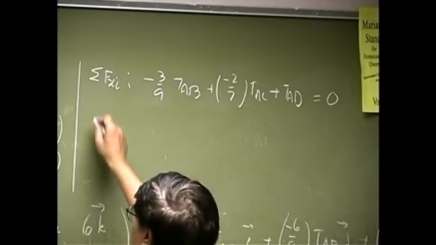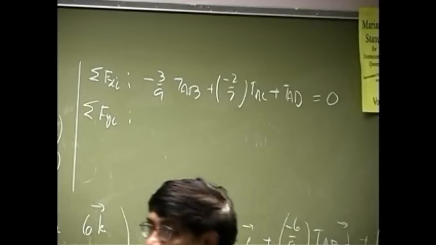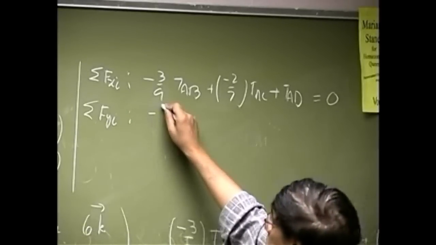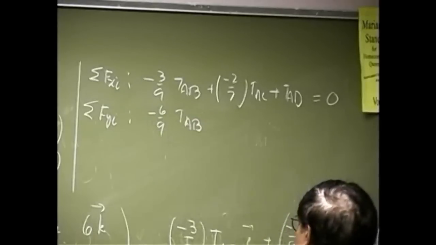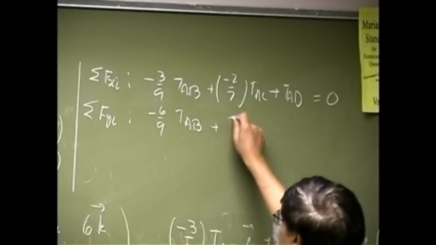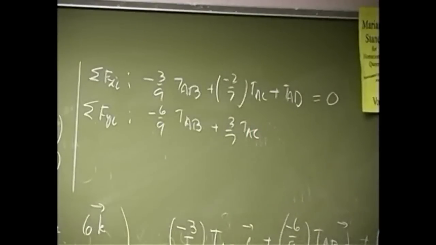Then we take all the coefficients with J. So now we're going to look at this. That's 6 over 9 PAB. Then we have 3 sevenths PAC. So here, there's nothing coming from PAD, which is 0. There's nothing in the fourth equation, so that should go to 0.